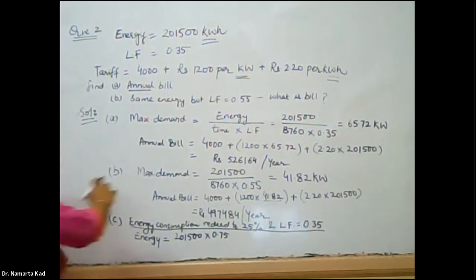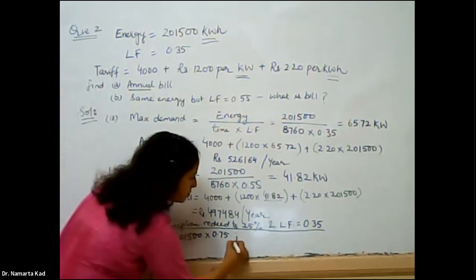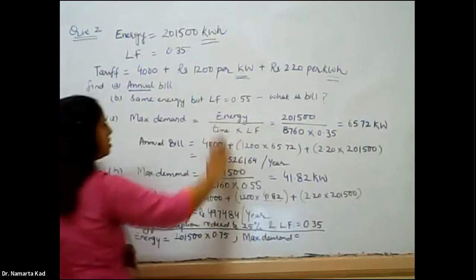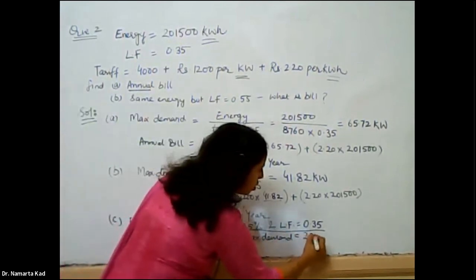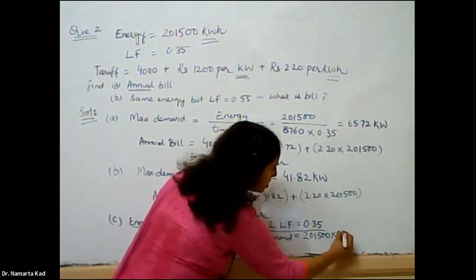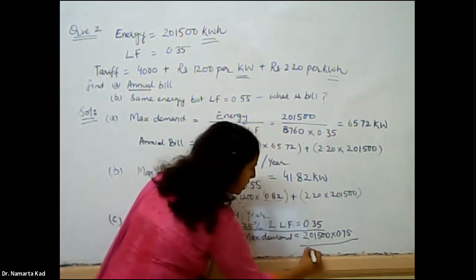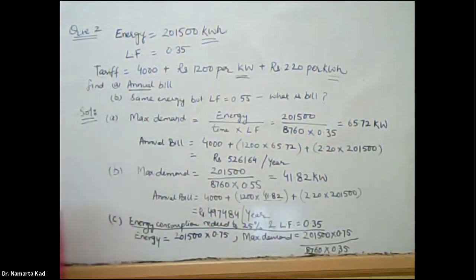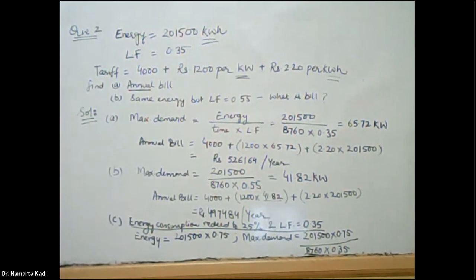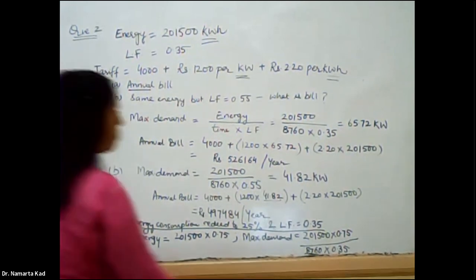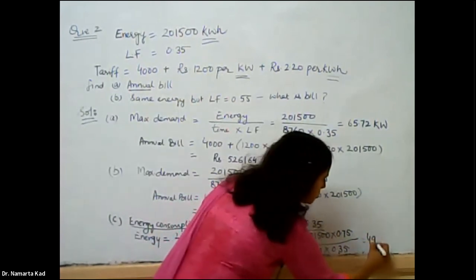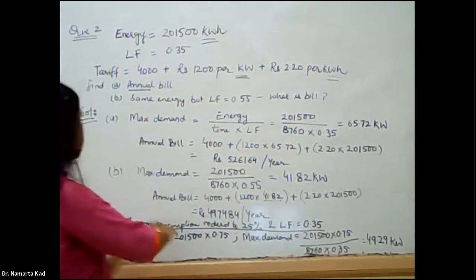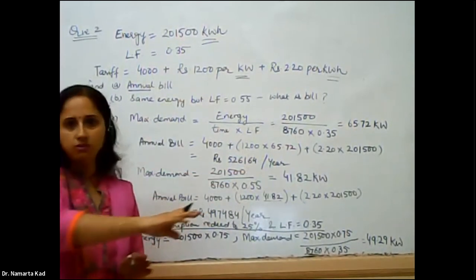Okay, and new maximum demand now. So the maximum demand, just recalculated with this new energy, that is 201,500 multiplied by 0.75 divided by 8760 into 0.35, because the load factor remains the same, and the answer for the maximum demand comes out to be 49.29 kilowatts. And now again use the same tariff scheme for calculating the bill.